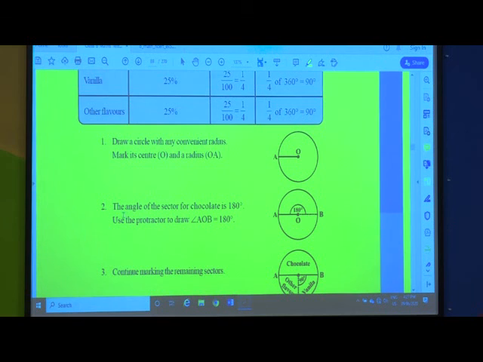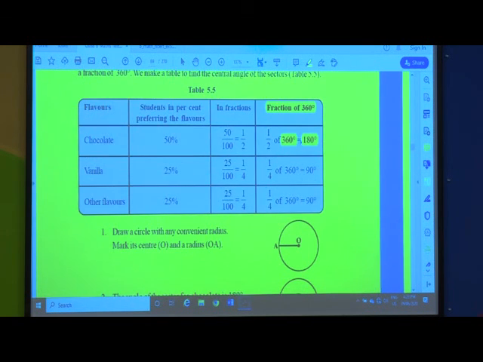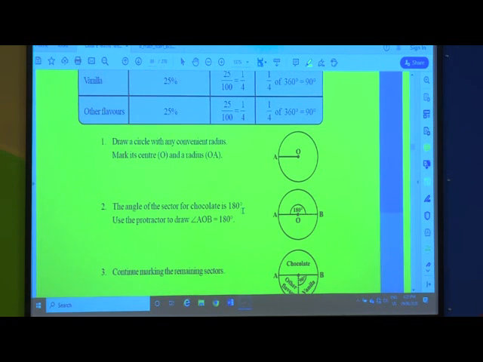Next, the angle of the sector for chocolate is 180 degrees. We have calculated it just now, you know very well, we have seen those calculations. So, 180 degrees means what? Radius OA is being extended in the opposite direction. It becomes the diameter. AB becomes the diameter. It is 180 degrees.